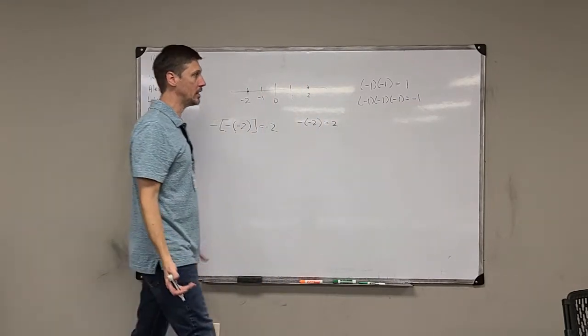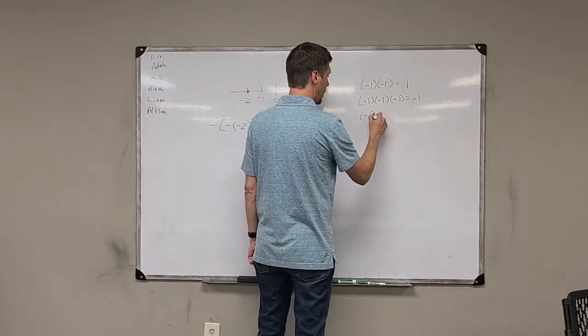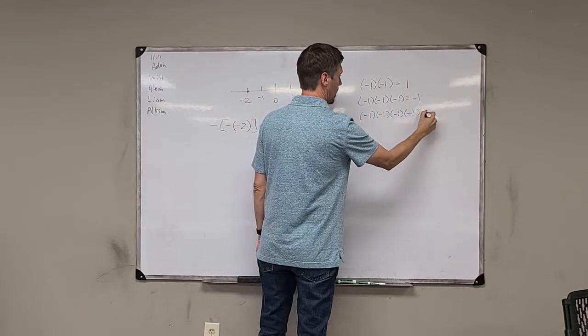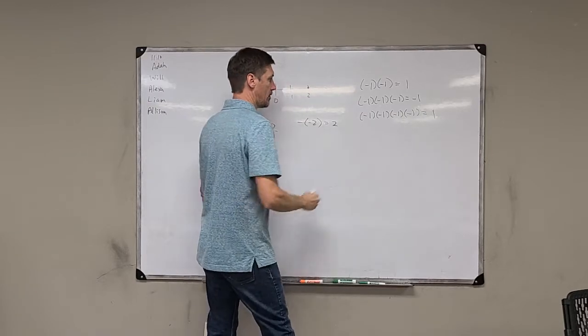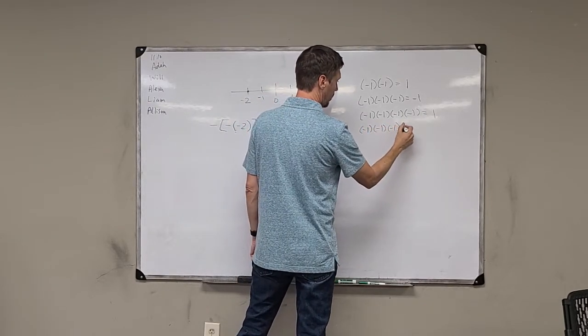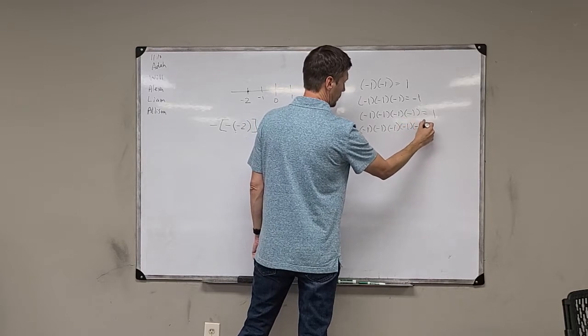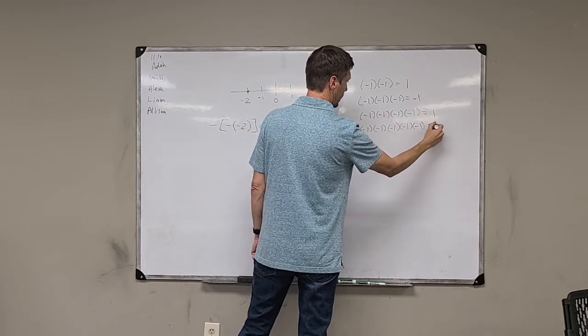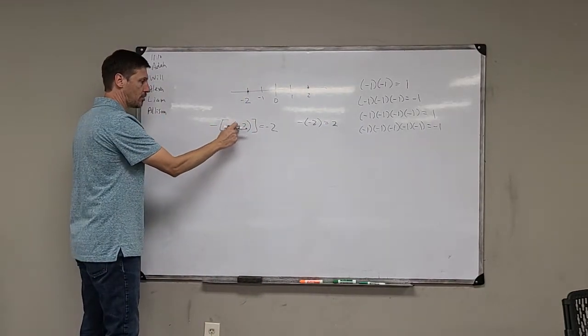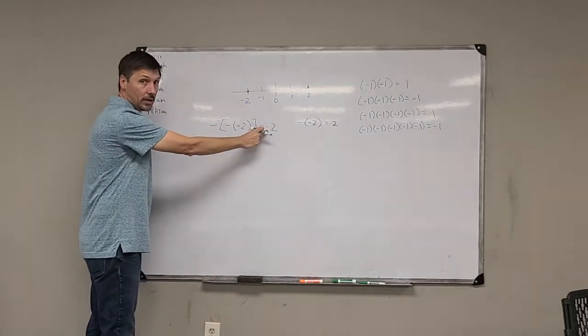So the pattern I see here is that if I have an even number of negative signs, I'll end up with a positive. And if I have an odd number of negative signs, so if we do 5 here instead of 4, that's going to give me a negative number. What do I have here? I have an odd number of negative signs, and so I'm going to end up with a negative sign.